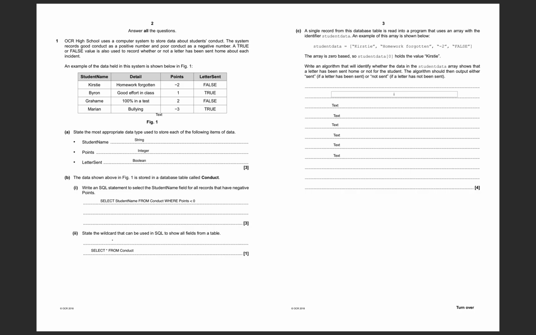So what I would write here is, if student data, and it's the index 3, is equal to true, then I print. If it's true, then the letter was sent, so I will print sent.